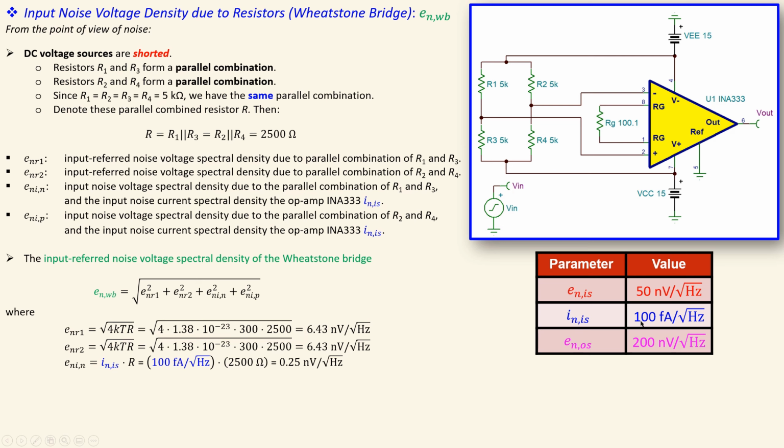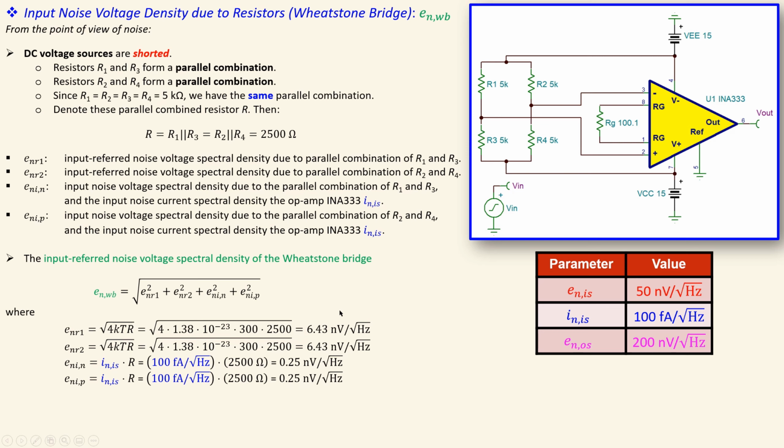You will look at this, which is of course that input noise current source. You multiply that by the parallel combination of these two resistors, and you do that also for the next time, for the parallel combination of R2 and R4. That is shown here, 0.25 nanovolts per root hertz. In a similar case, you will have exactly the same 0.25 nanovolts per root hertz.